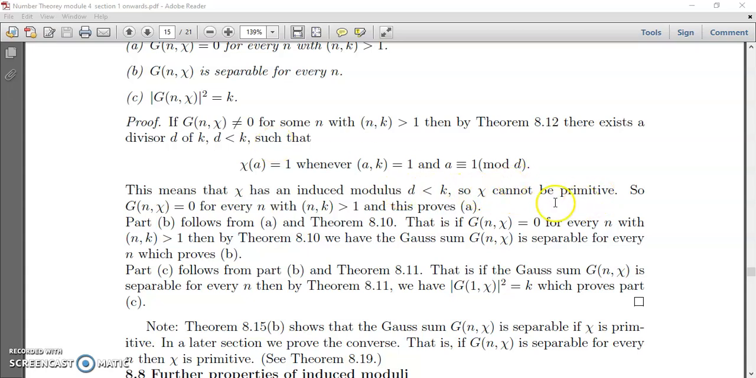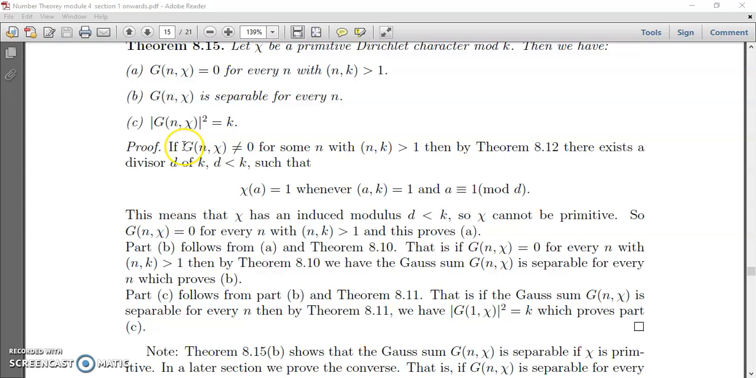So what is this assumption? This is possible only when g of n chi is not equal to 0. This is because we have assumed the contrary, that g of n chi is not equal to 0. In that case, d is an induced modulus, so chi is not primitive. So our assumption was actually wrong. So g of n chi cannot be non-zero. That is, g of n chi is equal to 0 for every n with gcd of nk greater than 1. So we have proved the first part.